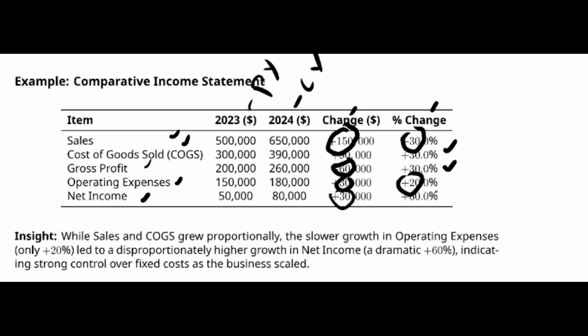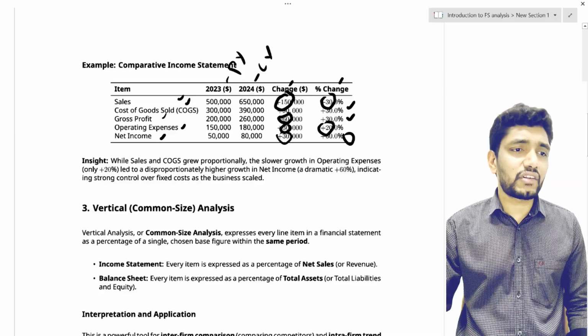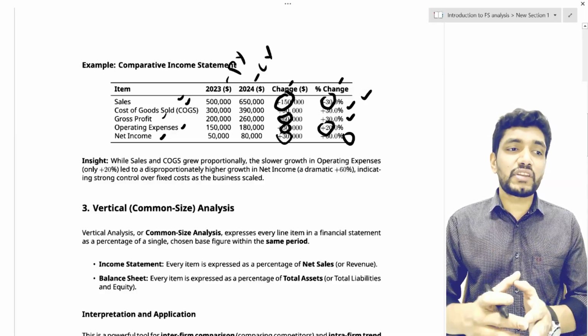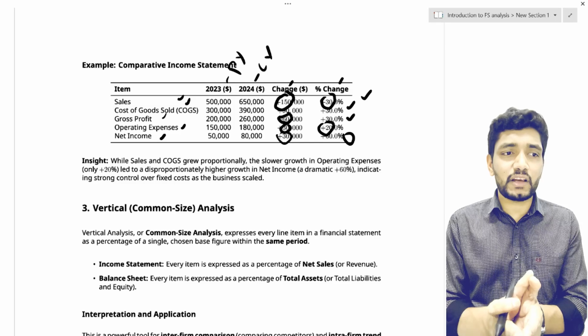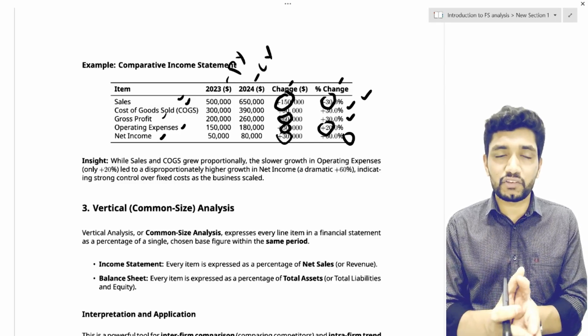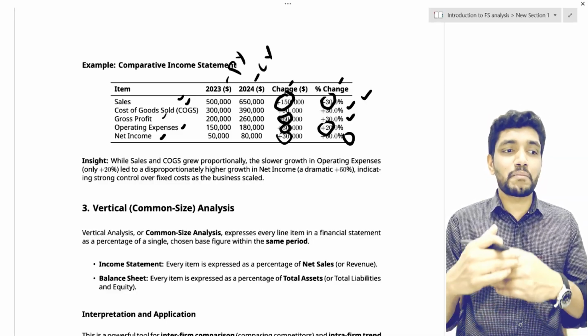That means 60%. So what we can interpret from this example, while sales and cost of goods sold grow proportionally, the slow growth in operating expenses, only 20%, leads to higher growth in net income, indicating strong control over fixed costs as the business scales. So in this analysis, what we can understand is that this business's sales grew 30%, but operating expenses only grew 20%. So that means this business successfully managed its operating expenses as it scaled up.